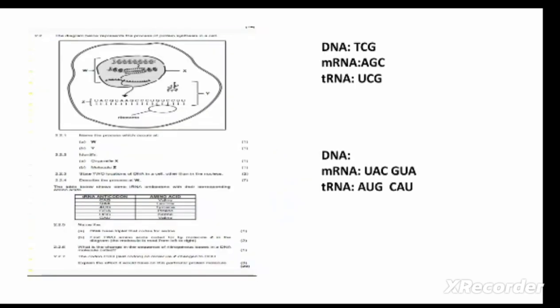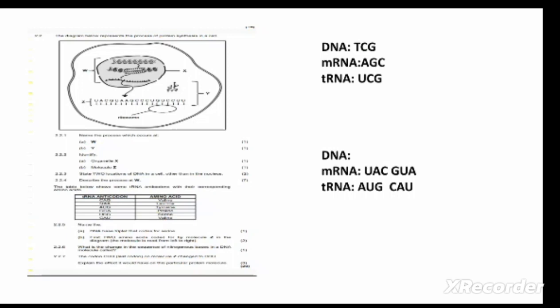It says that the diagram below represents the process of protein synthesis in a cell. As we can see, this is a cell. That is the nucleus. We have the DNA molecule, we have mRNA, we have the tRNA there. Name the process which occurs at W, that is transcription. At Y, that is translation. Organelle X is the nucleus. Molecule Z is an mRNA.